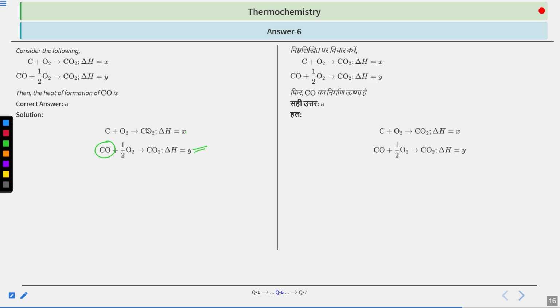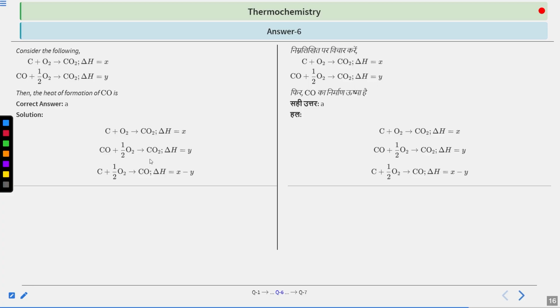But what we need is that this CO2 can be cancelled out, and this CO goes on the RHS side. So what we will do, we'll subtract x minus y. When we subtract x minus y, the CO2 and CO2 will get cancelled out, and CO will go on that side. Accordingly we'll subtract O and minus half, and then you will get your answer.